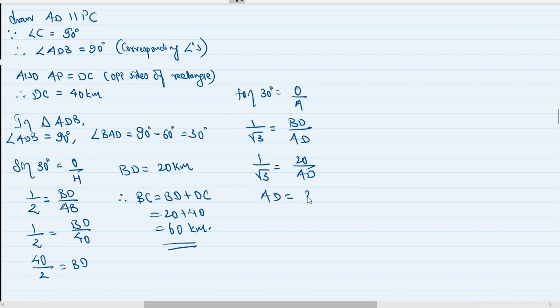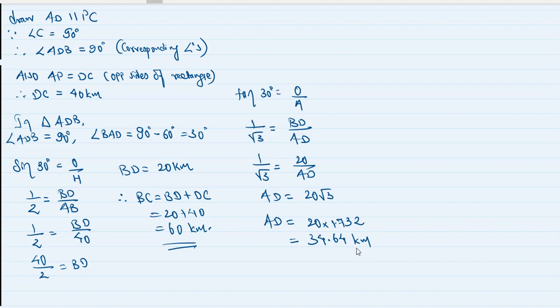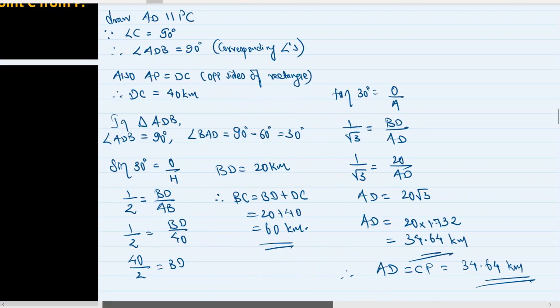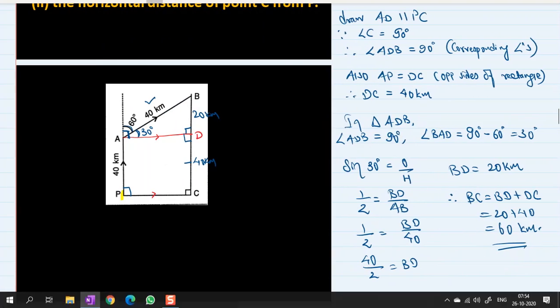So AD is equal to 20 root 3, which is 20 times 1.732, which is 34.64 kilometer. So therefore AD is equal to CP, yeah, CP, 34.64 kilometer. Interesting question. This is the whole solution with the figure.